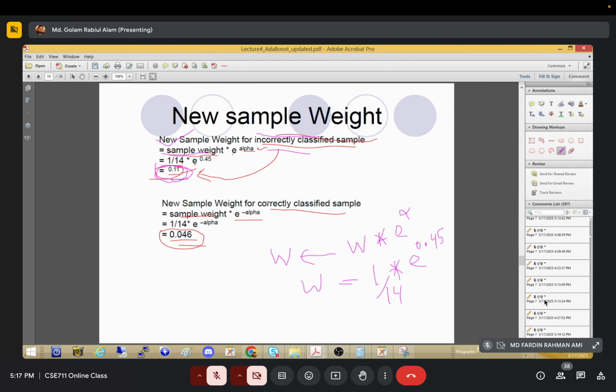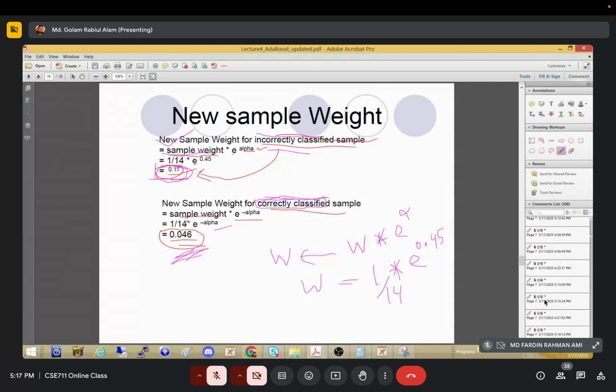Similarly, we have to decrease the weights of correctly classified samples. The factor is the same, 1 by 14 times e to the power, but this time negative alpha. So we have to decrease the weights of correctly classified samples, and that is 0.046. And now we have to update the weights.